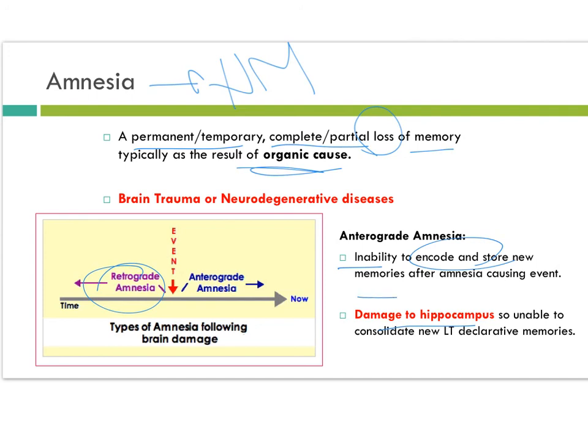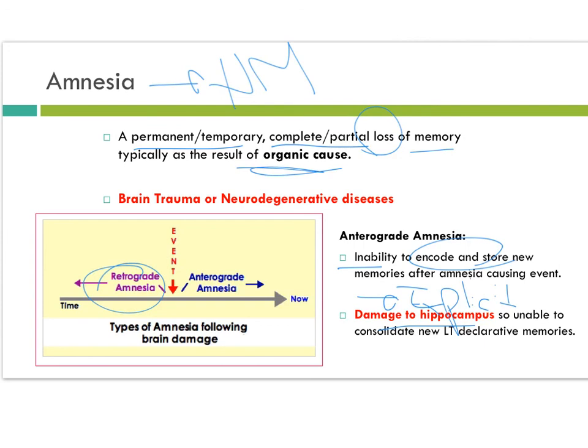And this typically refers to explicit memories, because remember, the hippocampus has a role in encoding, consolidation, and retrieval of explicit memories. Implicit memories, like emotional memories or procedural memories, are stored in other places like the amygdala or the cerebellum.